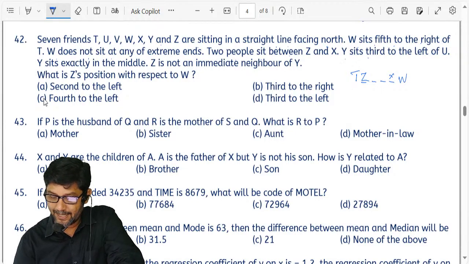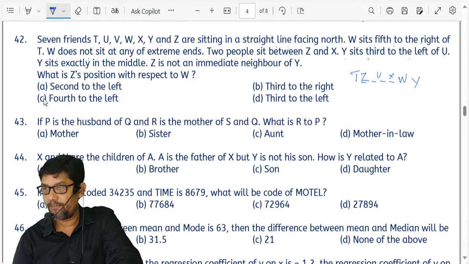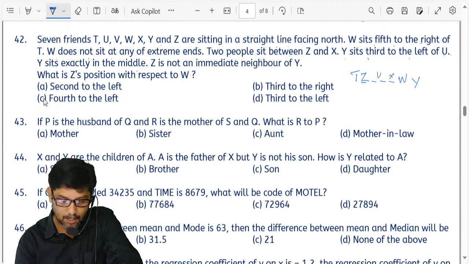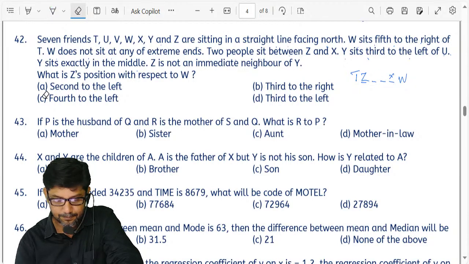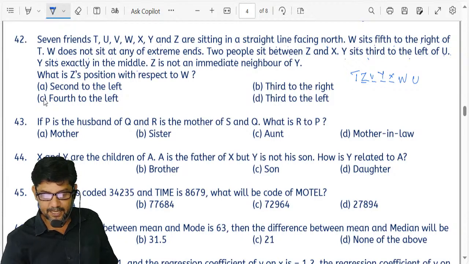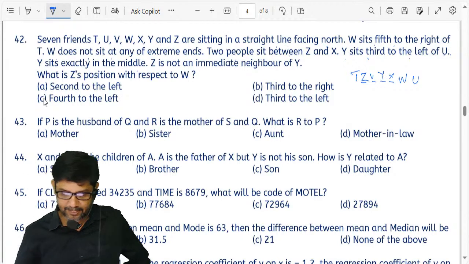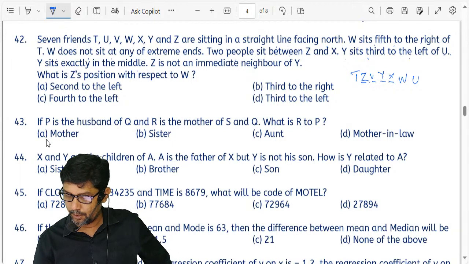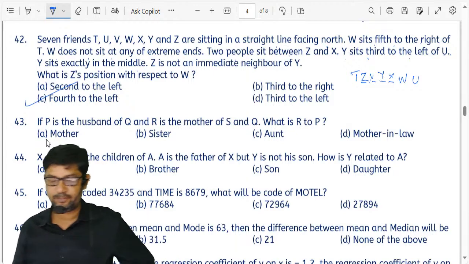Next. Y sits third to the left of U. So I may take Y here. Next. Y sits exactly in the middle. Okay. Now who is missing? X. T, U, V, W. Z is not immediate, okay, fine, everything is perfect now. Now, what is Z's position with respect to W? 1, 2, 3, fourth to the left.